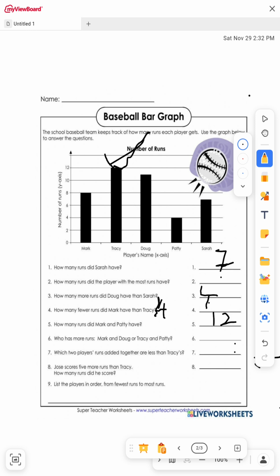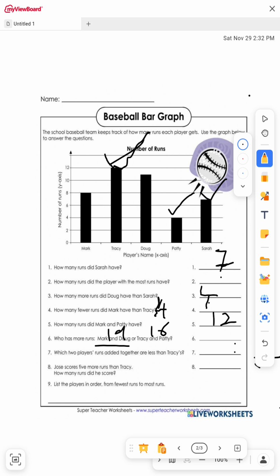Who has more runs, Mark and Doug or Tracy and Patty? Mark and Doug have 11 plus 8, 19 runs. And Tracy and Patty have 12 plus 4, 16 runs. So Mark and Doug have more runs. Which two players' runs added together are less than Tracy? Tracy has 12 runs. Patty and Sarah combined have 4 plus 7, 11 runs. So Patty and Sarah have less runs.